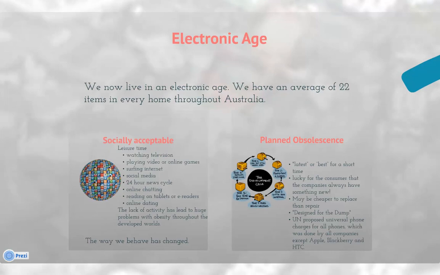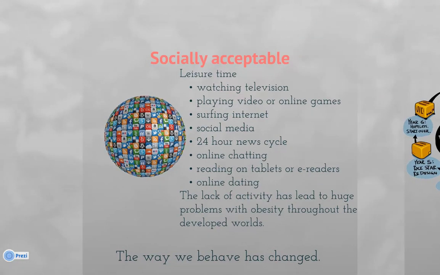We really do live in the electronic age, with the average home in Australia owning 22 electrical items. Unfortunately, it's become more socially acceptable to spend our leisure time glued to some sort of electronic device, and this has actually led to problems with obesity throughout Australia. The way we read books and magazines and newspapers is all by electronic means the majority of the time these days, and it's really changed the way that we live.